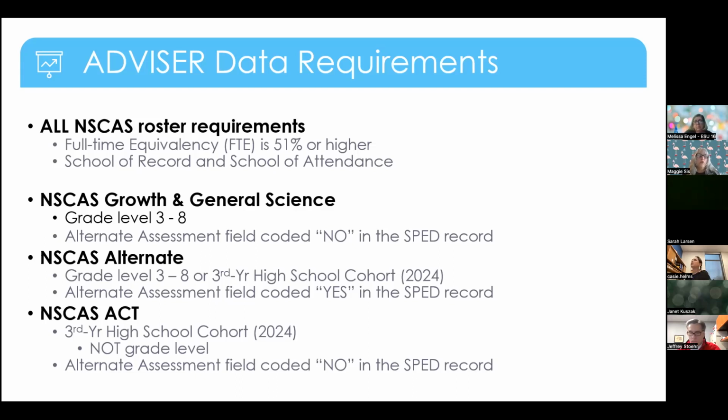And then for ACT and for the alternate assessment, I want to stress that we are expecting to test the high school cohort of 2024. We do not pull grade level. So this could be your seniors who are accelerating their graduation date, or it could be the students who have taken a little longer to earn their credits. Grade level doesn't make a difference. It's the 2024 cohort. So you may have some sophomores, you may have some seniors that are expected to test.